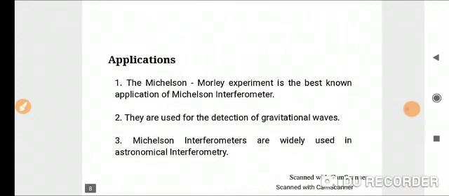Now we can see the applications of the Michelson interferometer. The first application is the Michelson-Morley experiment, the best known application of the Michelson interferometer. They are also used for the detection of gravitational waves, and Michelson interferometers are widely used in astronomical interferometry. These are the applications of the Michelson interferometer.